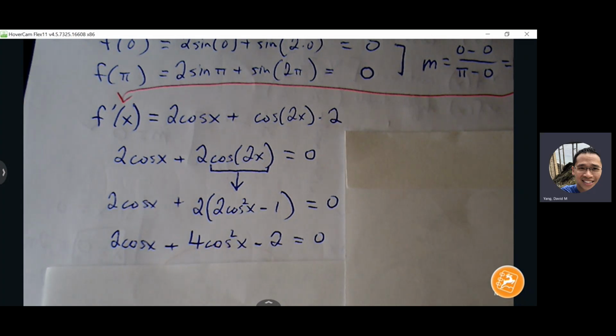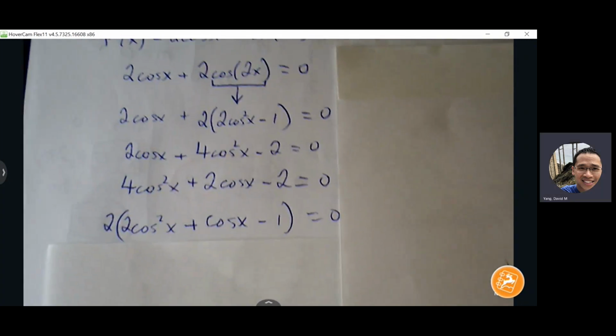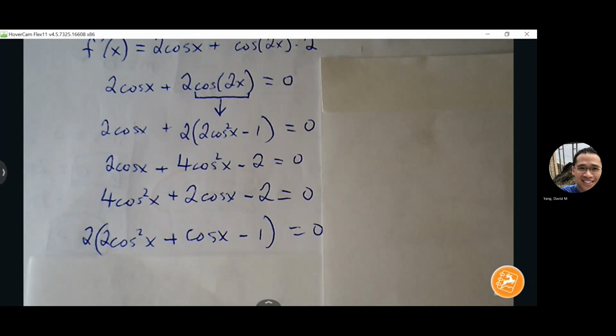And we get something that we can factor. So I'm going to rearrange it. Cosine squared followed by cosine followed by the constant. PCF, then it becomes a trinomial factoring, right? Divide by 2, the 2 goes away.